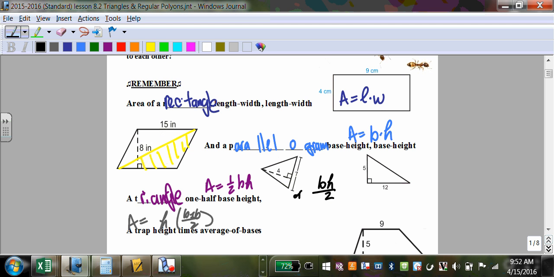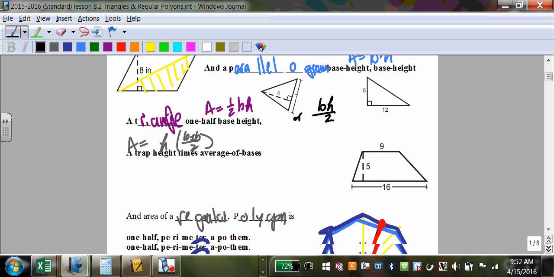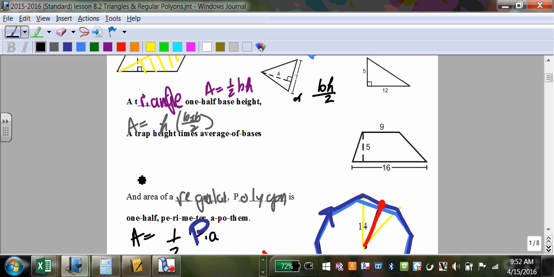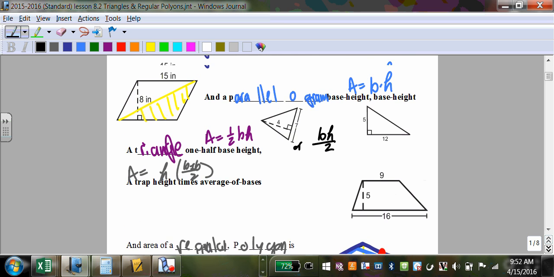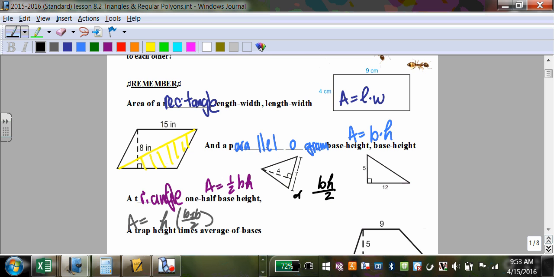It goes like this. The area of a rectangle, length times width, and parallelogram, base times height, a triangle, 1/2 base times height, a trap, height times average of bases, and area of a regular polygon is 1/2 perimeter times apothem, boom, boom, boom. Ready? I know you're like shell shock. I'll slow it down from the top. Just put your fingers, guys, physically put your fingers on the paper and try to track with me. And if you can't see, at least say the words.